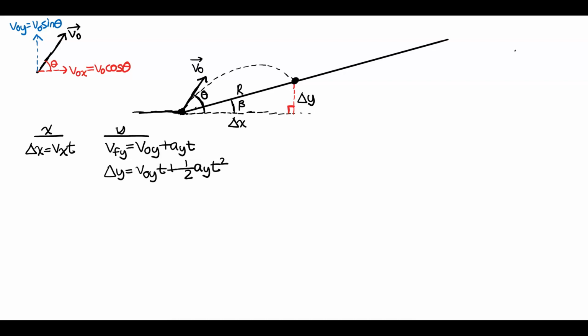Now, we have a right triangle, so that should immediately ring an alarm bell. It's literally screaming, use trig, because it's a right triangle and you're given the angle and the hypotenuse. So just use sine, use cosine. Okay? So delta y is equal to r times sine of beta. R times sine of beta. And delta x is r times cosine of beta.